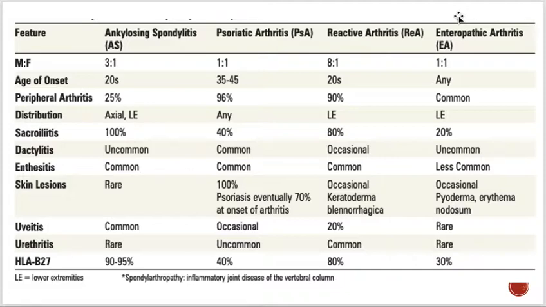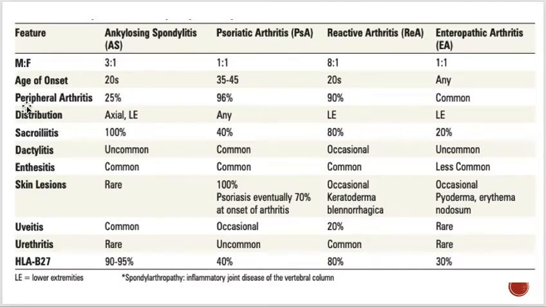Now, one of the things which is interesting here: SLE and rheumatoid arthritis, which are seropositive, are more common in females. Remember, seronegative are more common in males. So see, ankylosing spondylitis is 3 times more common, psoriatic equal, reactive arthritis 8 times more common, but enteropathic equal. But conditions like rheumatoid arthritis and SLE are clearly more common in females. Okay. All of these affect young people.